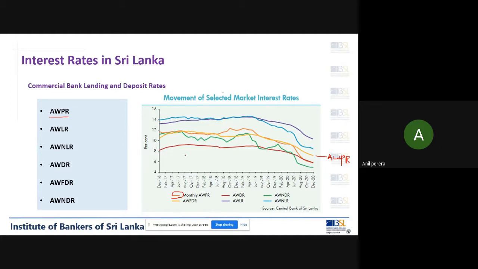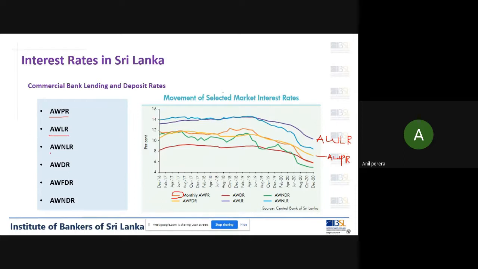If you look at this chart, you will see AWLR, the purple line. It is basically the highest in this chart. What does that mean? Normally, we pay high when we borrow, right? If you are a creditworthy prime customer, probably your rate will be a little lower. But other than that, AWLR indicates the entire economy's borrowing rate on average.